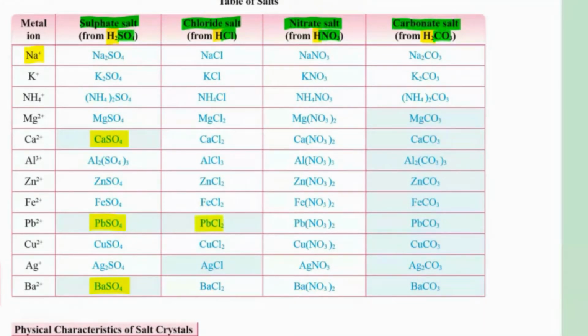Lead(II) chloride, silver chloride. Okay, these two. Actually, another one is mercury, but mercury we very seldom use. You can note down mercury chloride is also insoluble. Okay, these three.